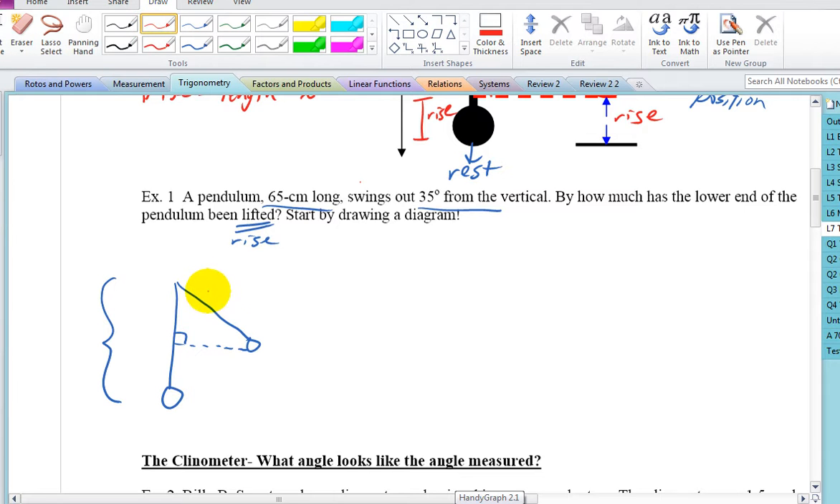So the 65 is tricky. It should go in both spots. This here will be 35 degrees. So what we want to do is use our triangle to find x. Then we can find y by doing subtraction. So go ahead, do SOHCAHTOA to find x. Go.